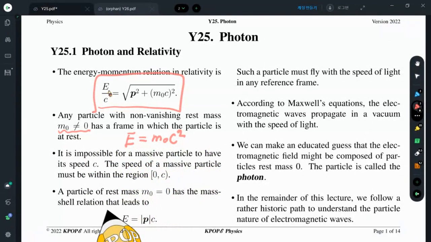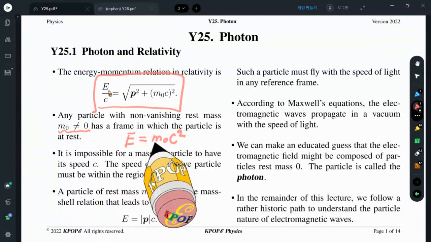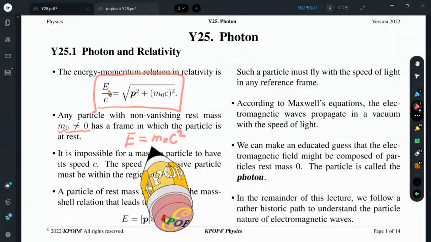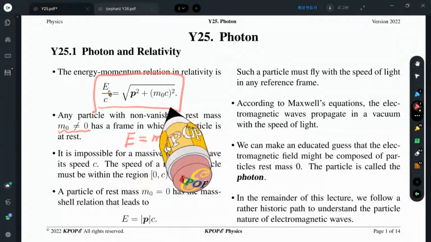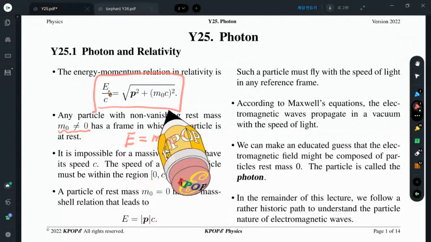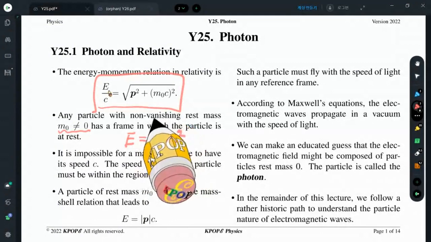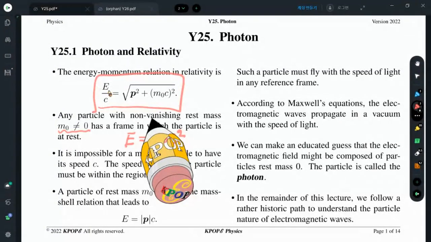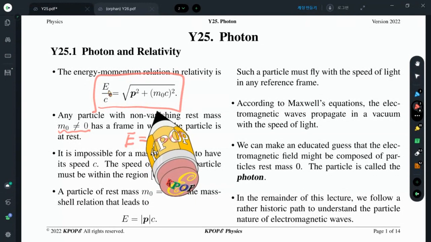However, in the case of a photon, it is traveling with the speed of light, so there is only a single constraint: m0, the rest mass of a photon, must be zero. If it is non-zero, there must be a rest frame, but there is no rest frame for a photon because the electromagnetic wave is always traveling with the speed of light.